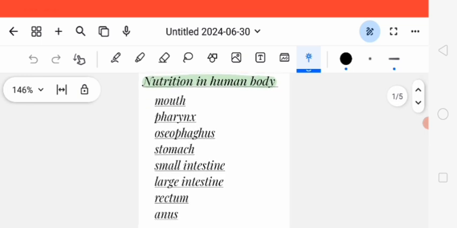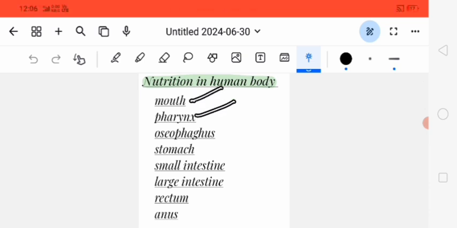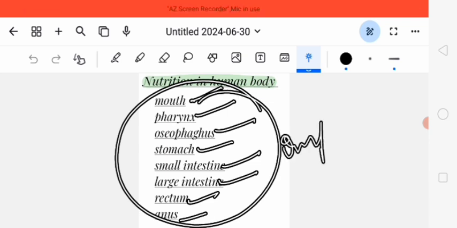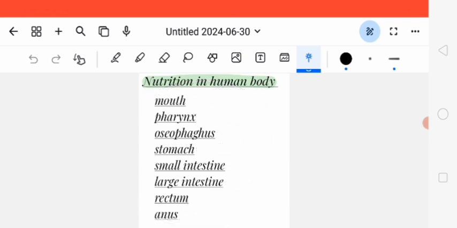The first thing here you have to remember is the order or the sequence, how the organs are arranged in the digestive system. Mouth, pharynx, esophagus, stomach, small intestine, large intestine, rectum, anus. This order is very important. In detail we are undergoing each organ also. Mouth, pharynx, esophagus, stomach, small intestine, large intestine, rectum, anus.